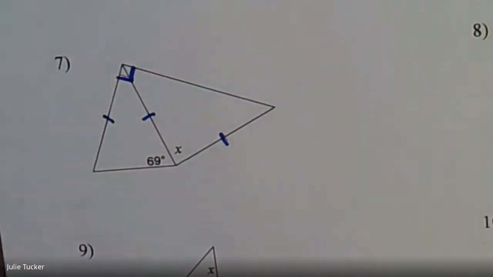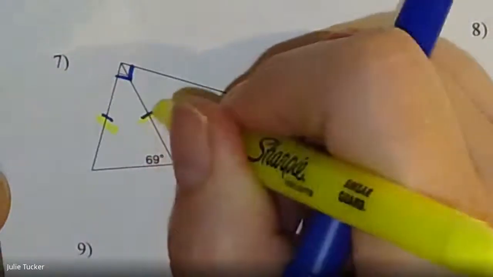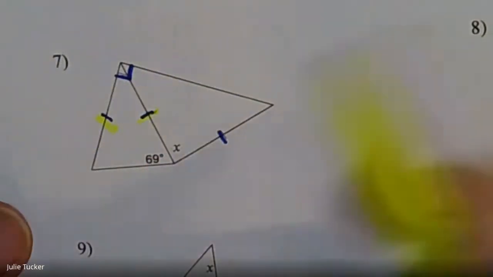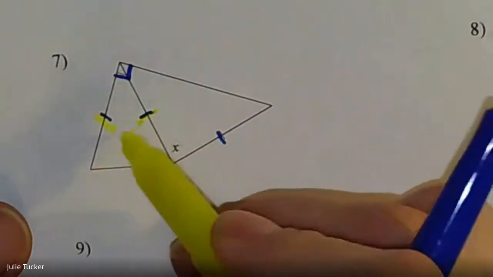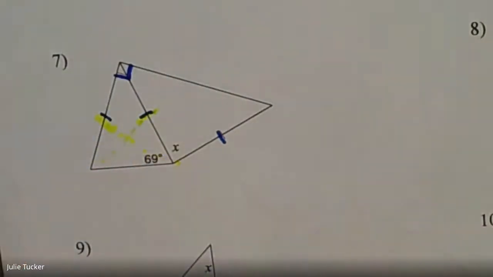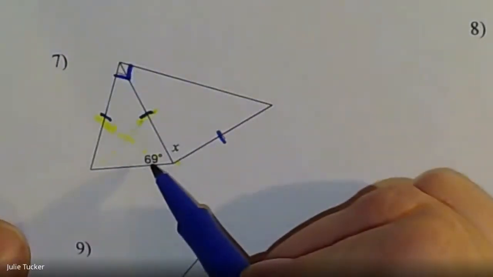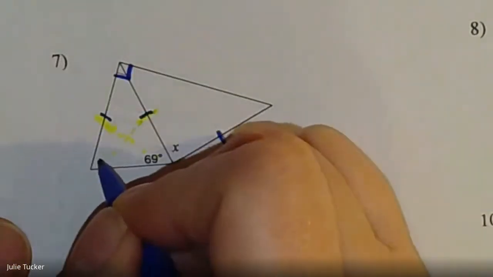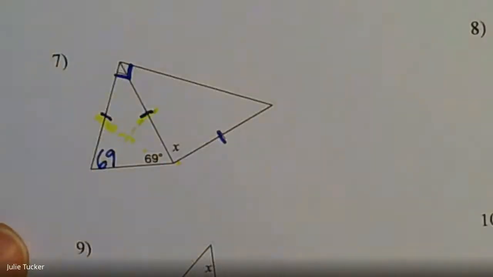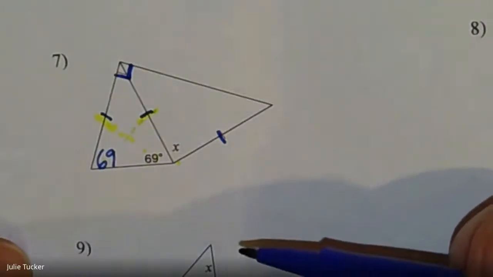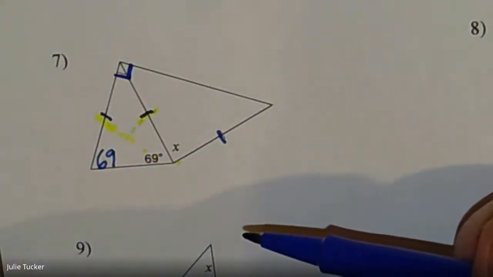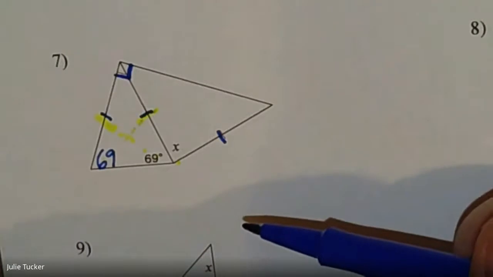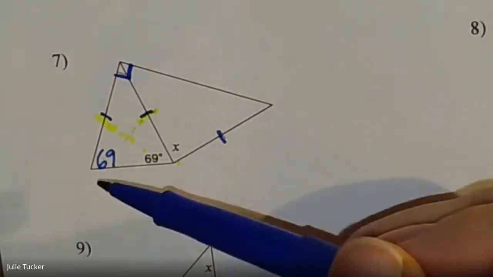And we have these two sides marked congruent. So we'll do the same thing we did earlier. We'll trace it through to the opposite angles to find out what the base angles are. So here's one base angle, and then here's the other one. So that means the other one is also 69. So now I can use my triangle sum of how many degrees?